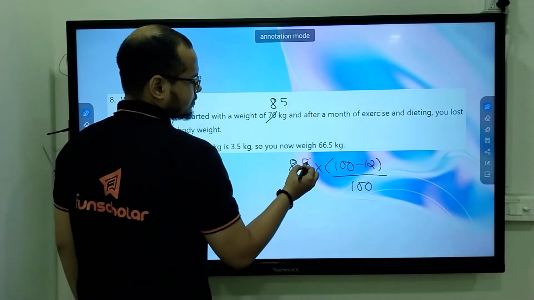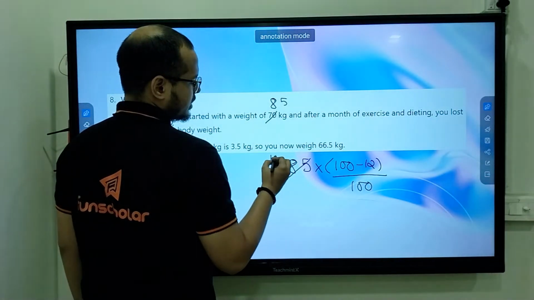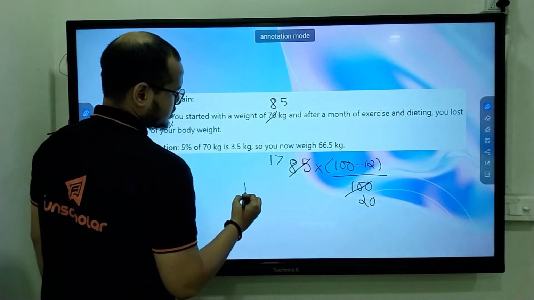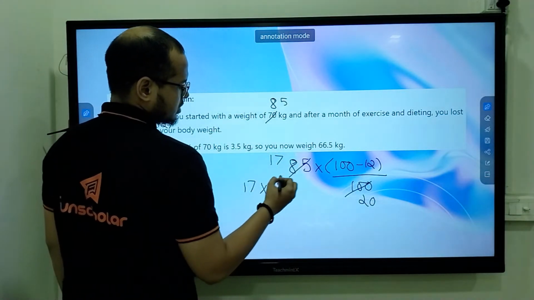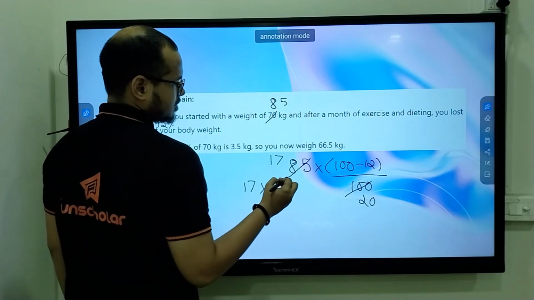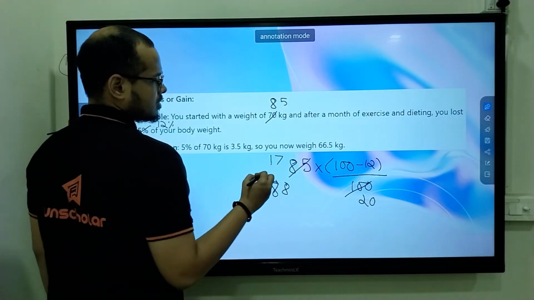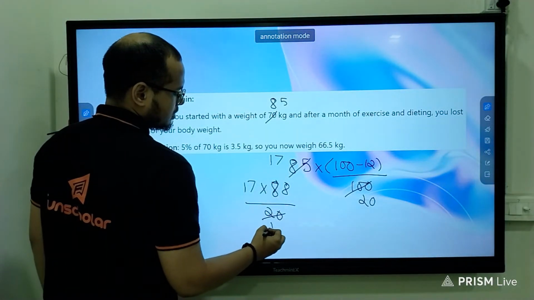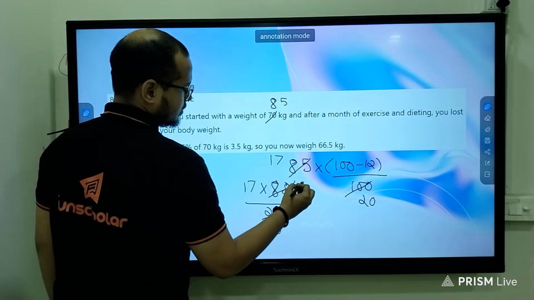Okay, 5 ones are 5, 6, 7, 8. So 17 divided by 20. Okay, 17 into this is 78. No, 88. 88 plus 2 divided by 20. With the table of 2 I am getting 10, and with the table of 2 I am getting 44.